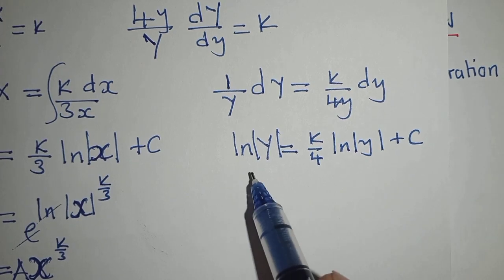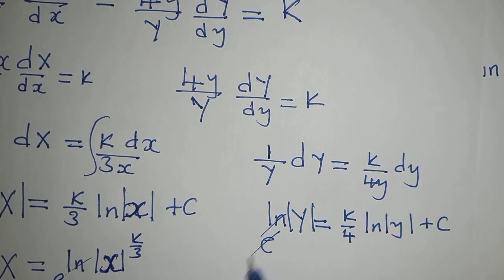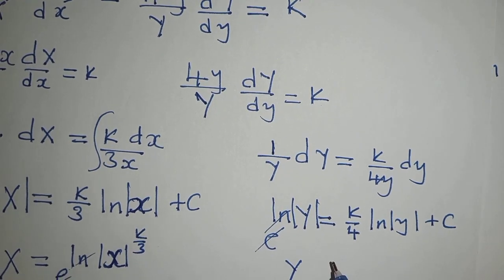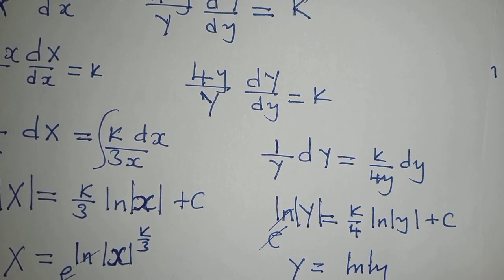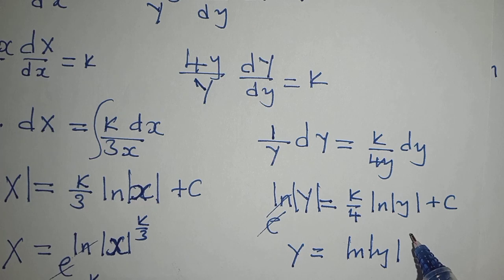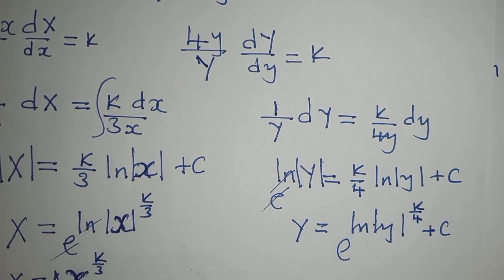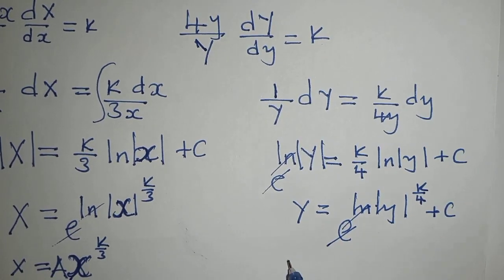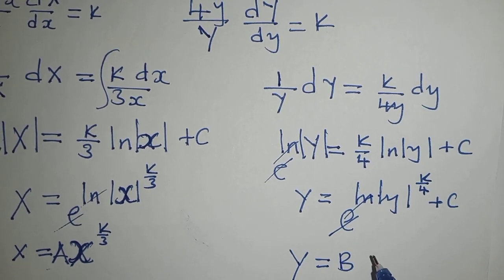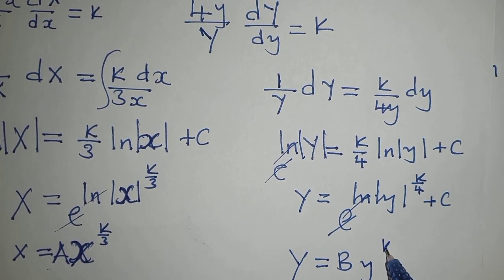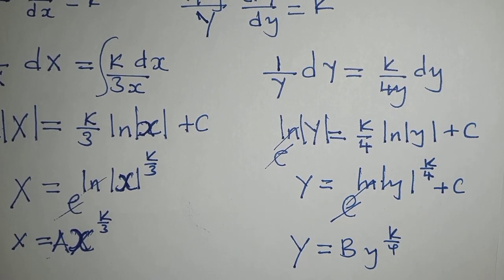Here also the same, we apply e. When we apply e, this and this will cancel. We shall remain with the Y is equal to, here before we apply the e, let's arrange it nicely following the laws of logarithms. So we shall have something like this. Then we come and apply the e. So all this will cancel, and we will remain with Y is equal to, we'll call the constant here B, y power k over 4. Okay, just like that. So this is the constant.